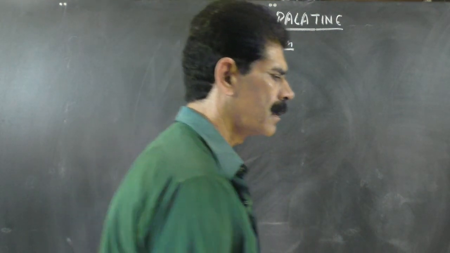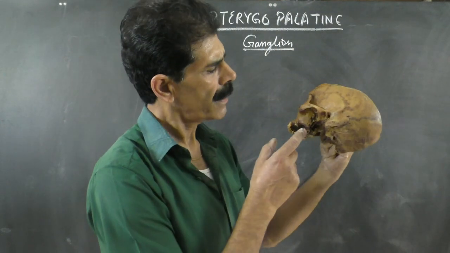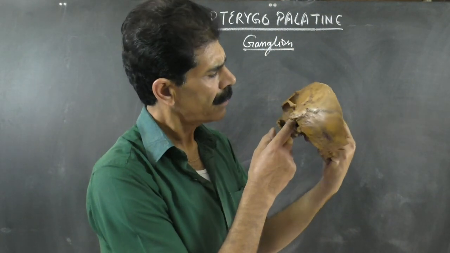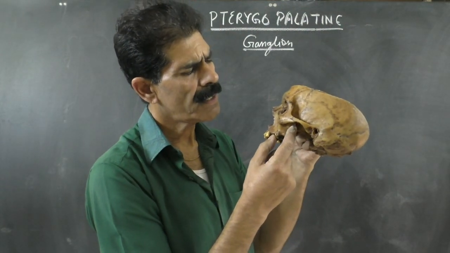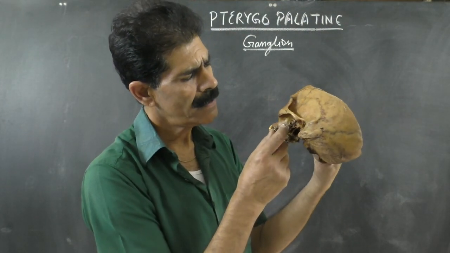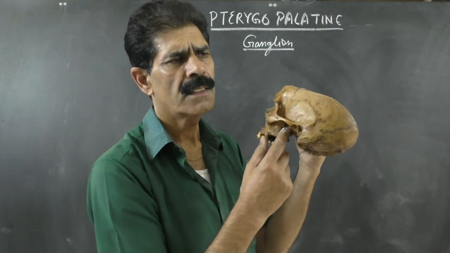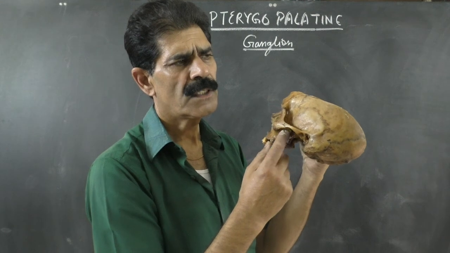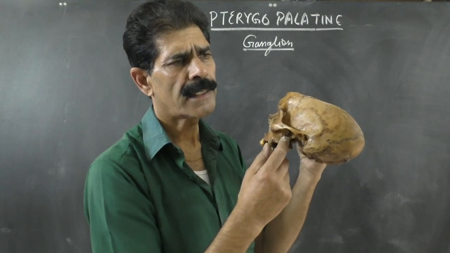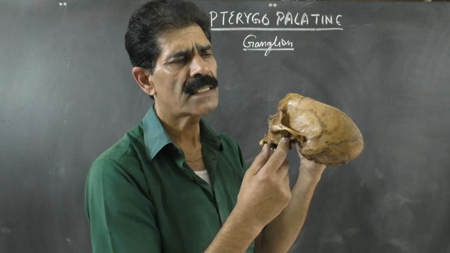Anatomically, it is situated in the pterygomaxillary fissure, which is formed on the posterior or the infratemporal surface of the maxilla and the pterygoid plates of the sphenoid bone. So this fissure contains Pterygopalatine ganglion hanging by two roots from the maxillary nerve.